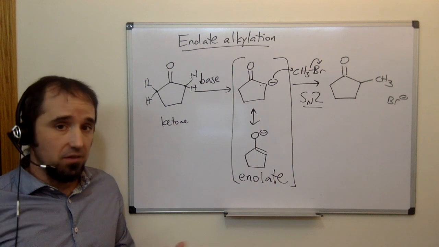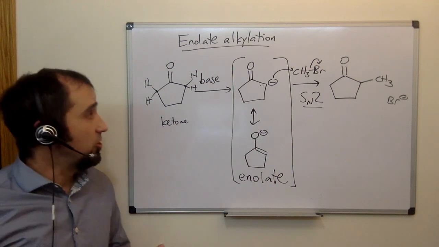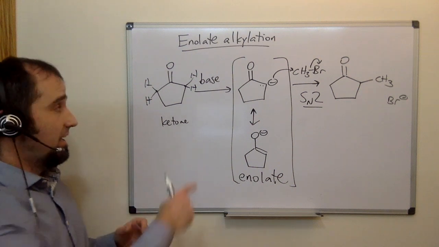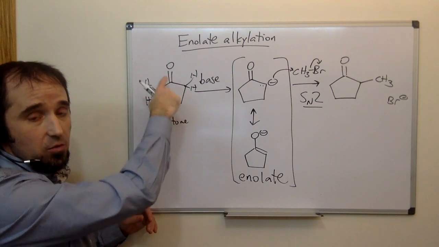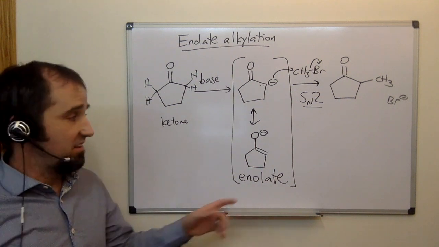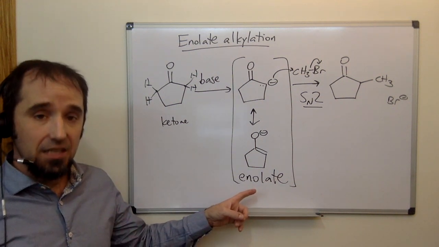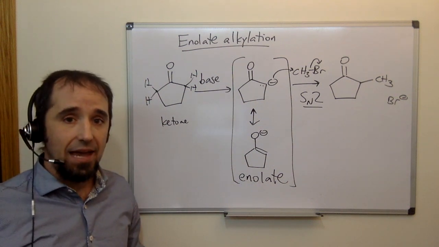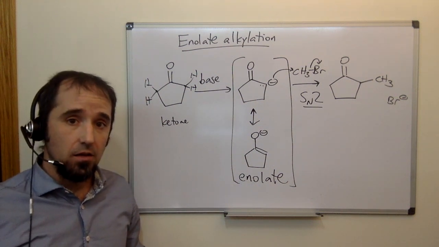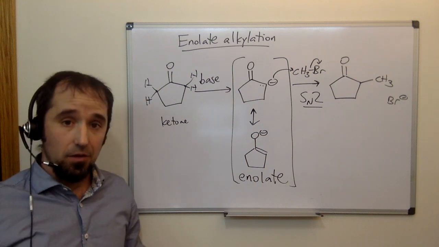Carbon is electropositive. Carbon doesn't like to have a negative charge on it. I could never treat this with the base and take one of these hydrogens down here. Only next to the carbonyl does it make sense, because this enolate is resonance stabilized. Like an enol, enolates are ambident nucleophiles. They can react at oxygen or at carbon, but most of the time they are going to react at carbon.